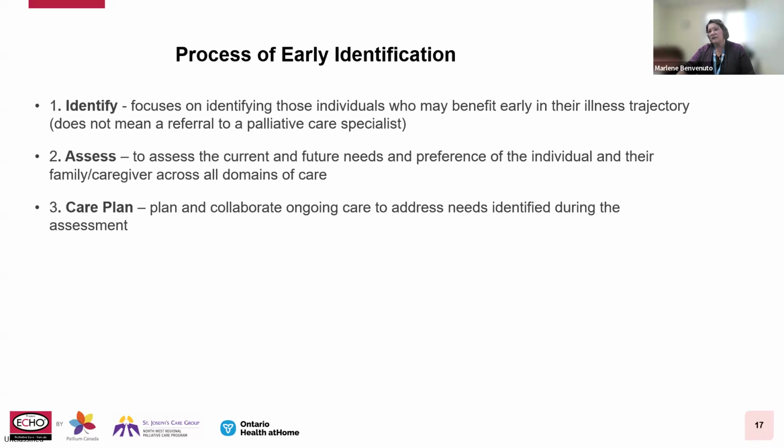So the process of early identification is three parts: to identify who might benefit early in their illness trajectory and may not need a palliative care specialist. Assessment: assess all their current and future needs and the preferences of the individual and their caregivers and family across, once again, all those domains that we've been speaking about. And then developing a care plan, collaborating with other healthcare providers to address those needs identified in the assessment.